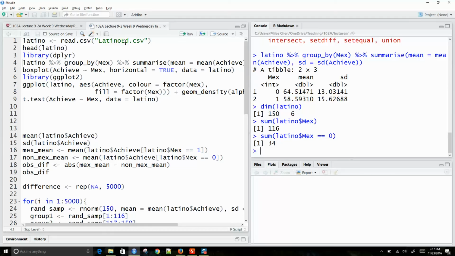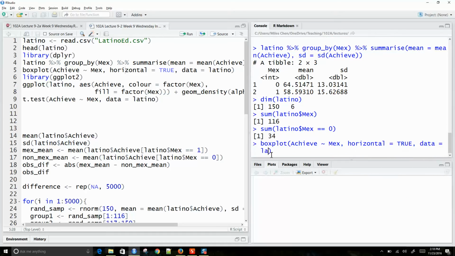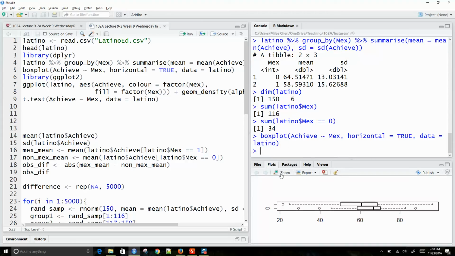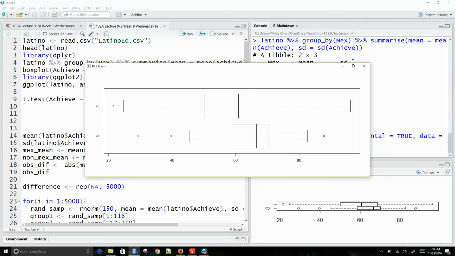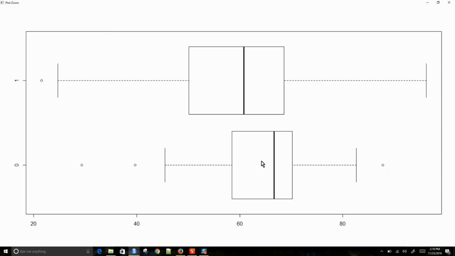Okay, we can take a look at some graphics. So I can do a box plot of achievement as explained by whether they are from Mexico or not. We'll do horizontal equals true, and our data will be our Latino data set. Okay, so this is hard to see, but this is what it looks like. And you look at this and you go, well, is this difference significant or not? We see a difference, at least between the median values, but it's hard to come to a strong conclusion just from looking at the graphic.